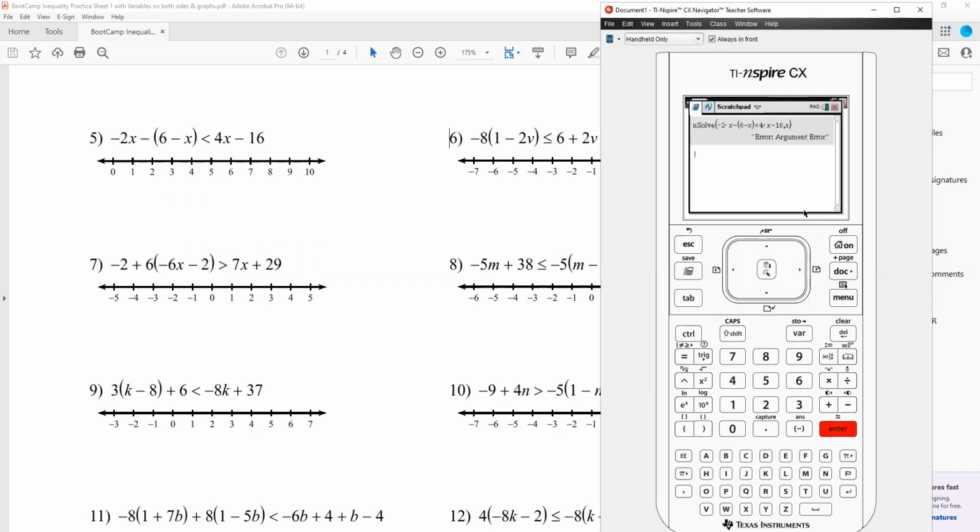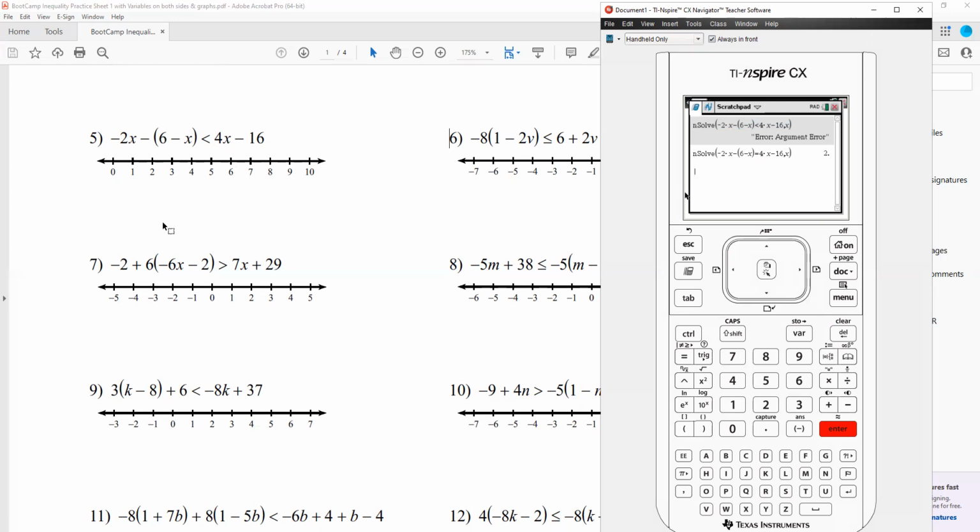Uh-oh. What happened? Argument error. Oh, I did what I told you not to do. It's got to have an equal sign. I wish I could say I did that on purpose, but I didn't. But that just shows you it's got to have an equal sign. Even I make that mistake. And so the answer for this one is 2.